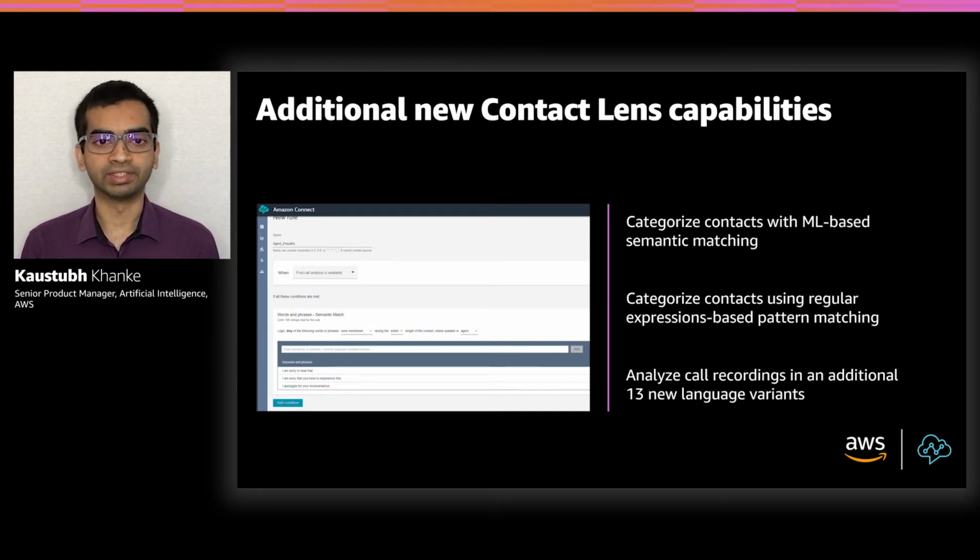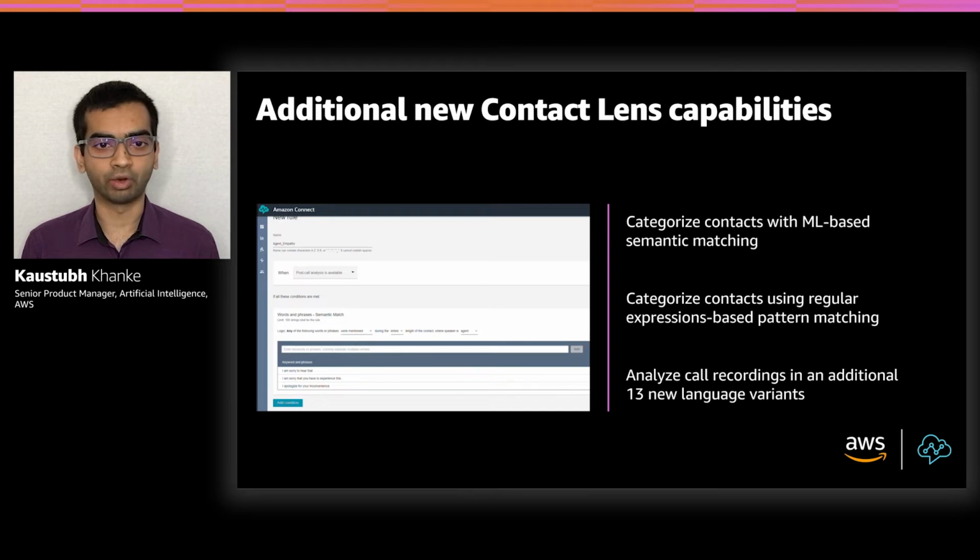Separately, Contact Lens can also categorize calls using pattern matching that is based on regular expressions. For example, a business may want to separately organize their calls that are related to credit and credit card. They can define a pattern to categorize calls by stipulating that the word card should not occur within one word of credit. This will clearly separate any mentions of credit card from the mentions of the word credit alone.